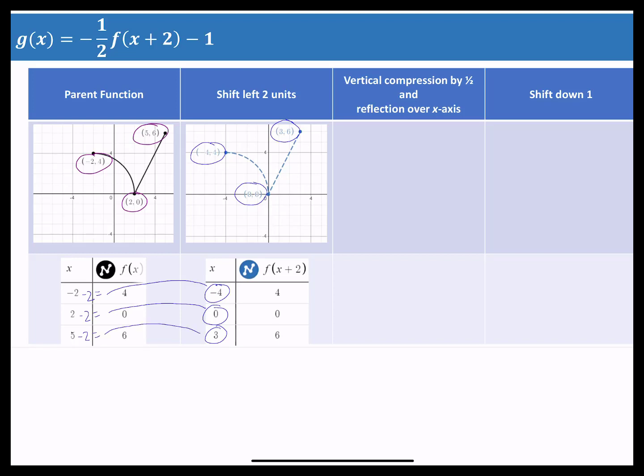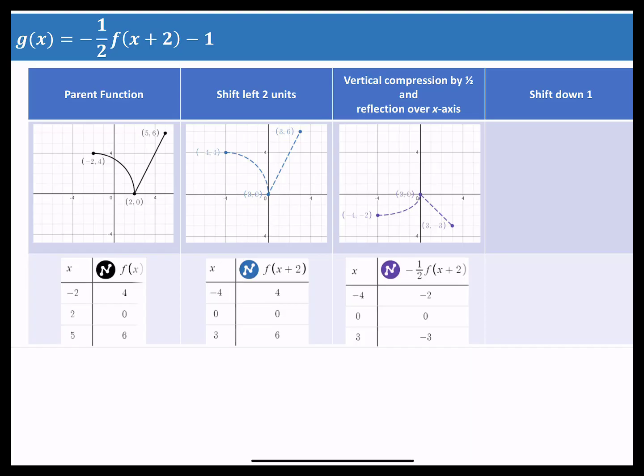In general, we see that shifting the graph left 2 units is equivalent to subtracting 2 from all of the x values of the points on the graph. The second transformation is a vertical compression by 1/2 and a reflection over the x-axis. Focusing on our 3 key points, notice that these transformations did not impact the x values at all. However, all the y values have changed sign and are half of their original value.